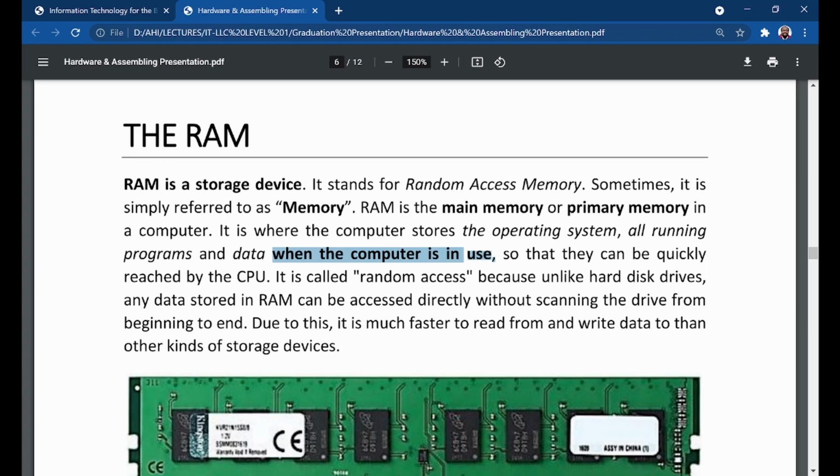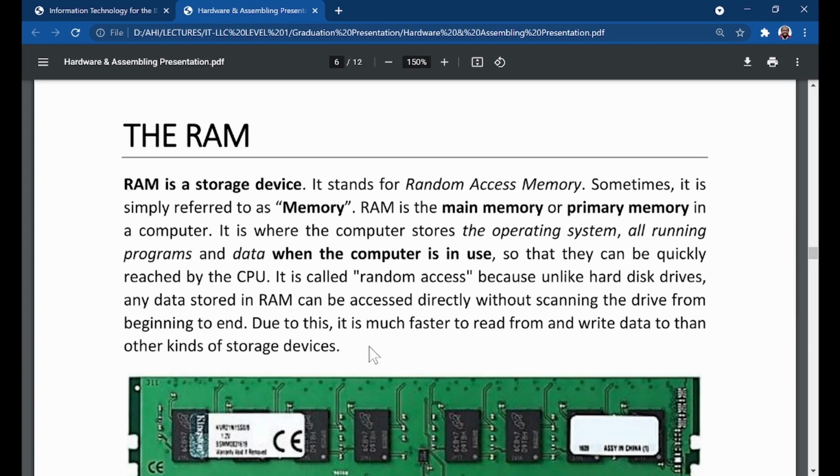So that they can be quickly reached by the CPU. It is called random access because, unlike hard drives, any data stored in RAM can be accessed directly without scanning the drive from beginning to end. Due to this, it is much faster to read from and write data to than other kinds of storage devices. Because it is random access, it is much easier to store data on it and to read data from it than other storage devices.